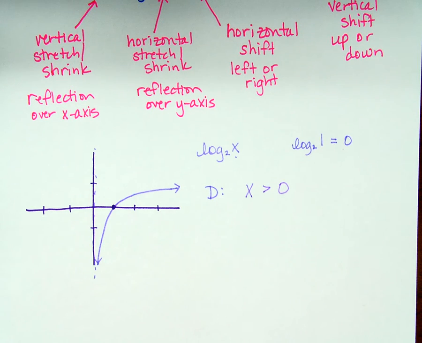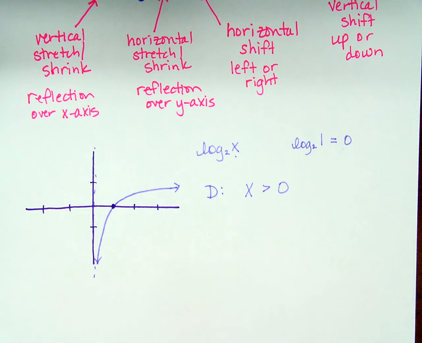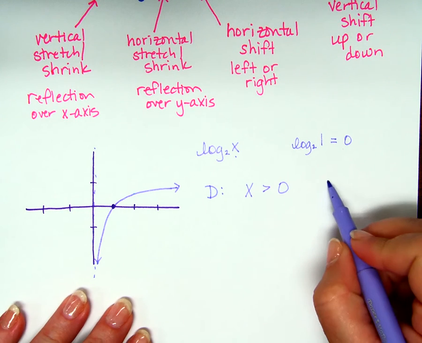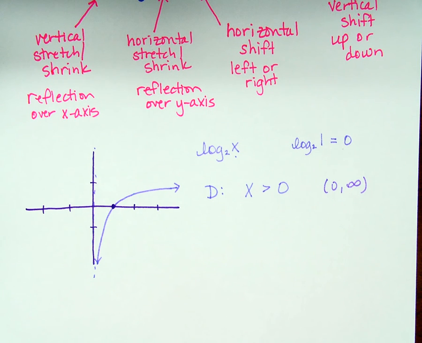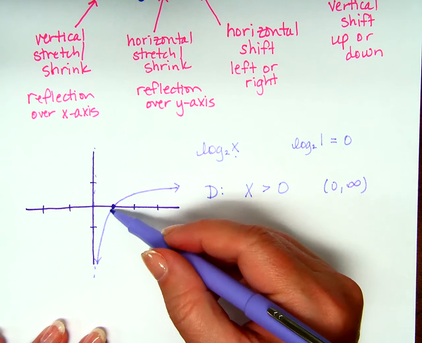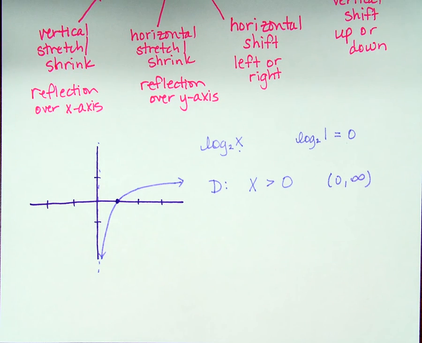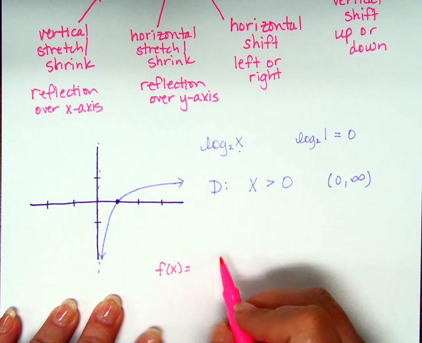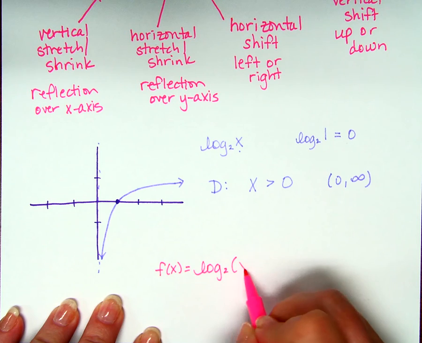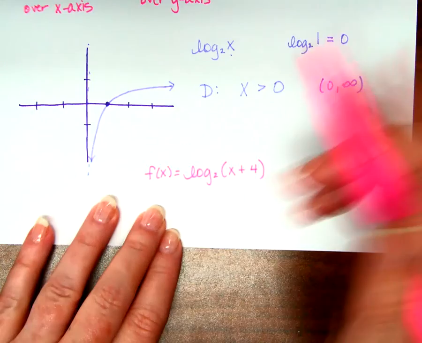It is. X is greater than 0. Not greater than or equal, just greater than. So if we were talking about inequality notation, that's what we write. What if we're talking about interval notation? We would write from 0 to infinity, and both of them would be parentheses, wouldn't they? Correct. Because it won't ever equal 0. This function won't ever get to 0. Okay? So what if I give you a function like this? f of x equals log base 2 of (x plus 4). What's the domain of that function?